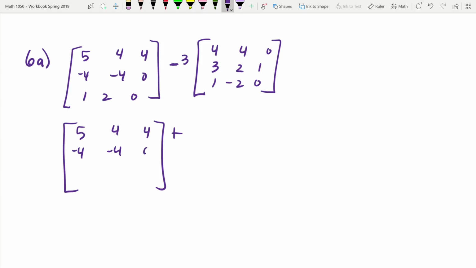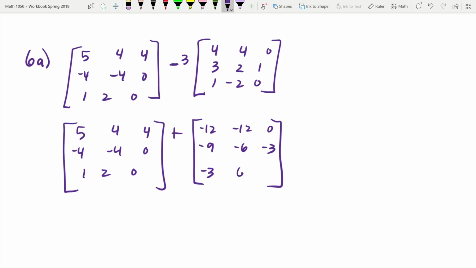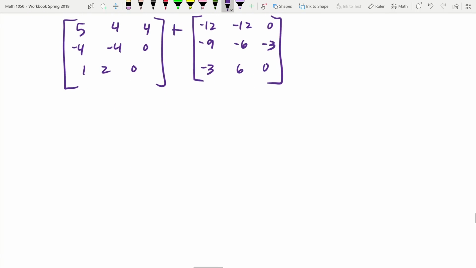So the first matrix doesn't change. Go to the second matrix and distribute a -3. I'm going to replace the -3 with a positive because I'm adding. So multiply all those numbers by -3 and you get -12, -12, 0, -9, -6, -3, -3, 6, and 0. Then it's very simple. You just combine the numbers. So 5 and -12 is a -7. I'm not changing any signs, I'm just combining.